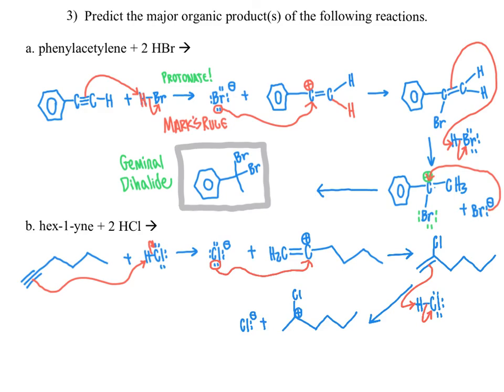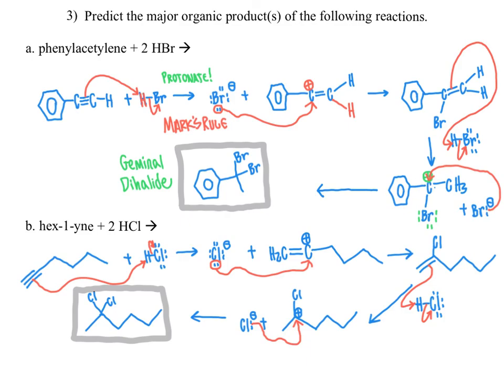Then finally, we bring in our nucleophilic chloride. It attacks the carbocation, and that's going to give us our grand finale product here, which will be another geminal dihalide type product. So chlorine, chlorine, and I'll go ahead and put a box around this product.